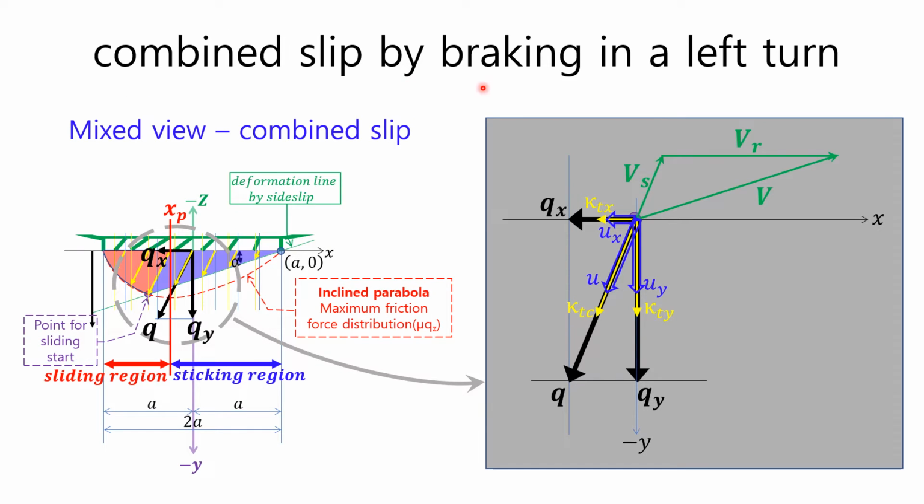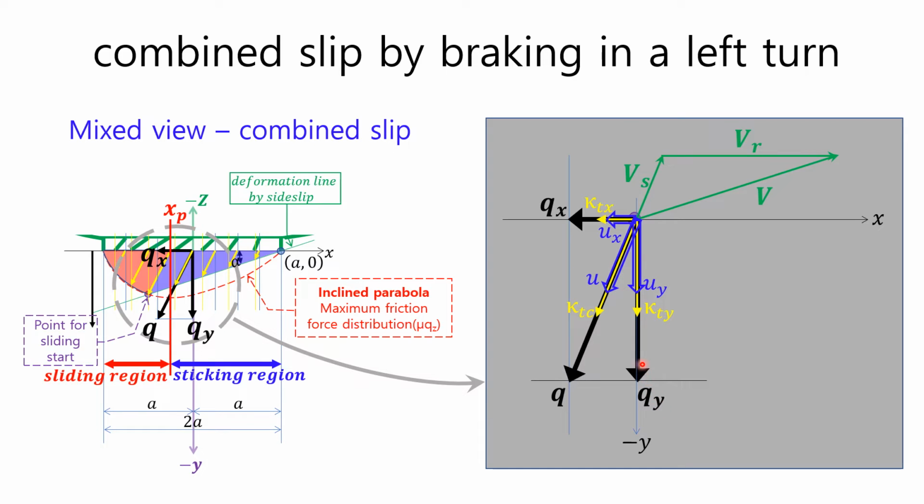In the combined slip by braking in a left turn, the force acting on the bristle can be expressed as the left figure on the tire contact patch. And if it is described as a vector system, it can be expressed as in the right figure. In the braking, bristle force Qx is negative, and in the left turn, bristle force Qy is also negative.